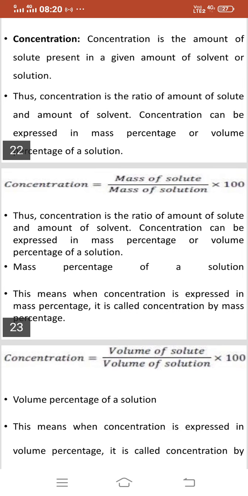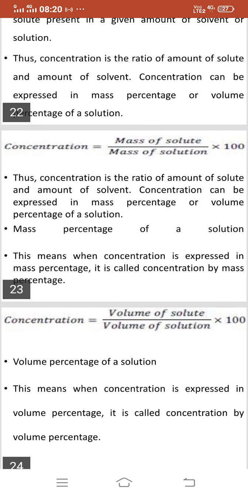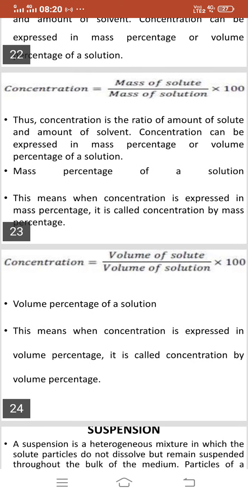Mass percentage of a solution. This means when concentration is expressed in mass percentage, it is called concentration by mass percentage. So you can see concentration equals volume of solute upon volume of solution into 100. Volume percentage of a solution. This means when concentration is expressed in volume percentage, it is called concentration by volume percentage.